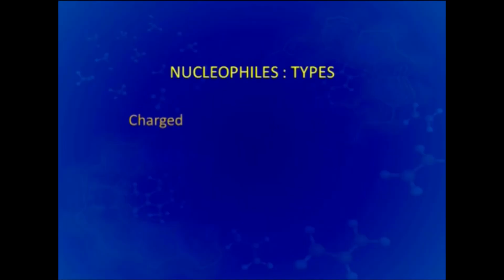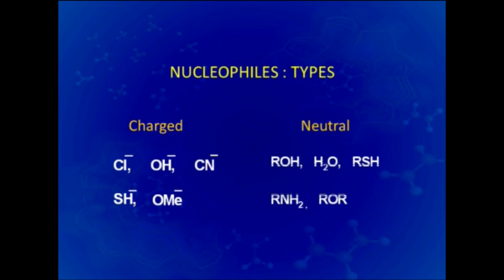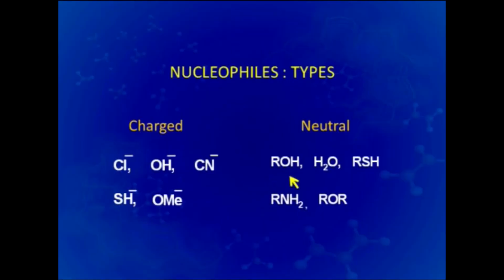So, nucleophiles can be both charged as well as neutral, and we shall see later which are more stable or which are more reactive, but these are some of the examples for charged and neutral nucleophiles. We have charged chloride, hydroxide, cyanide, the thiol group or the methoxy, and their equivalent neutral parts. That is, we have an alcohol, water, a thiol, an amine or an ether. So, these are generally the types, but then there are a number of other species which can act as nucleophiles.